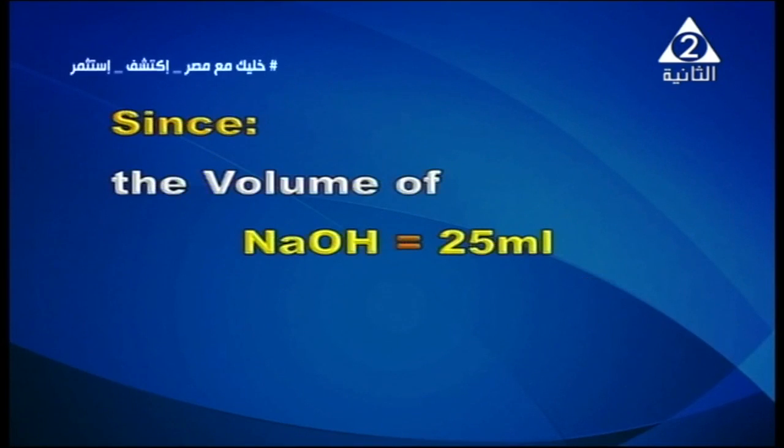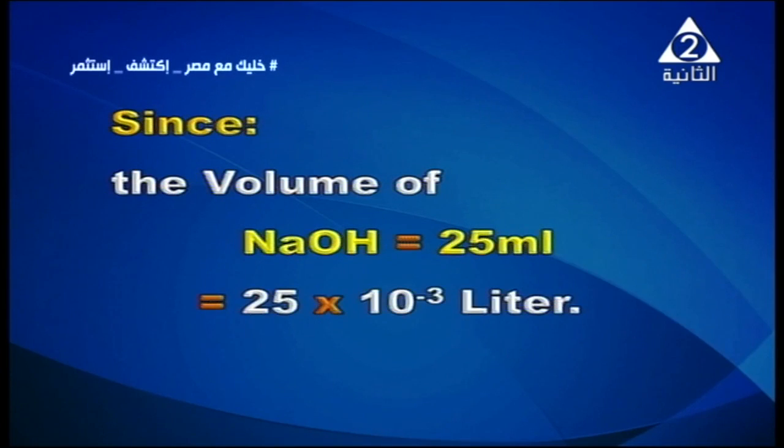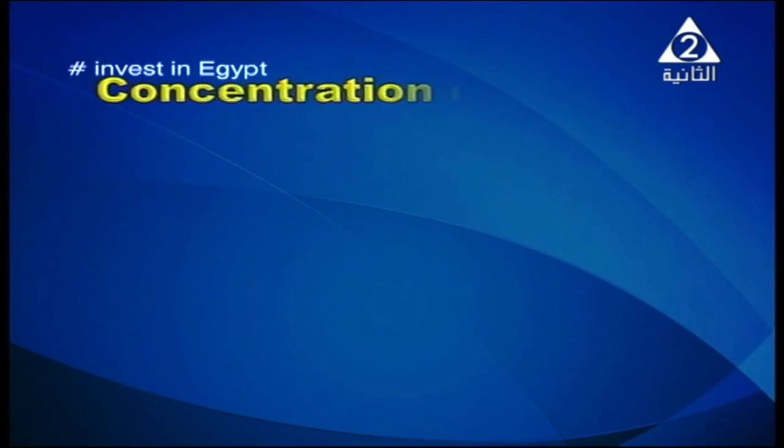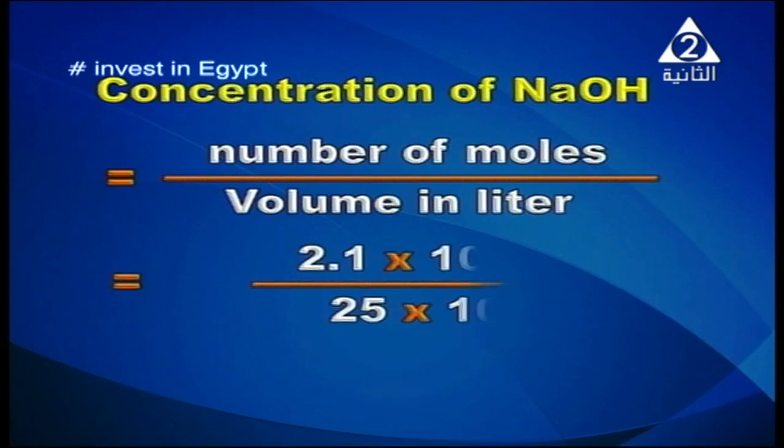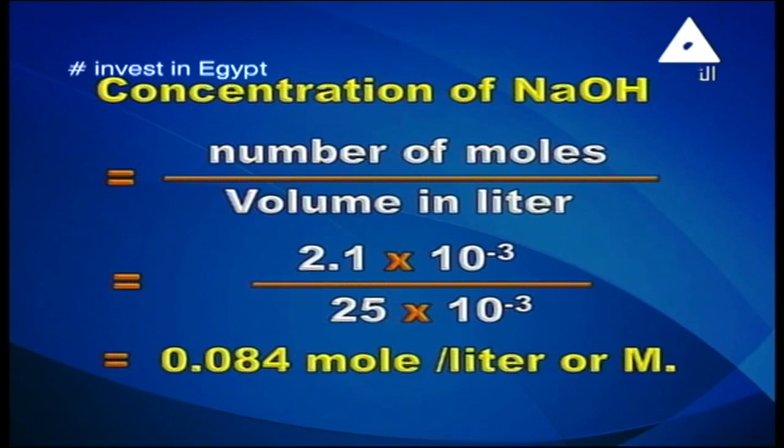Since the volume of sodium hydroxide is 25 milliliters, so 25 times 10 to the power negative 3 in liters. So the concentration of sodium hydroxide equals number of moles over volume. So 2.1 times 10 to the power negative 3 over 25 times 10 to the power negative 3 equals 0.084 mole per liter, or molar.